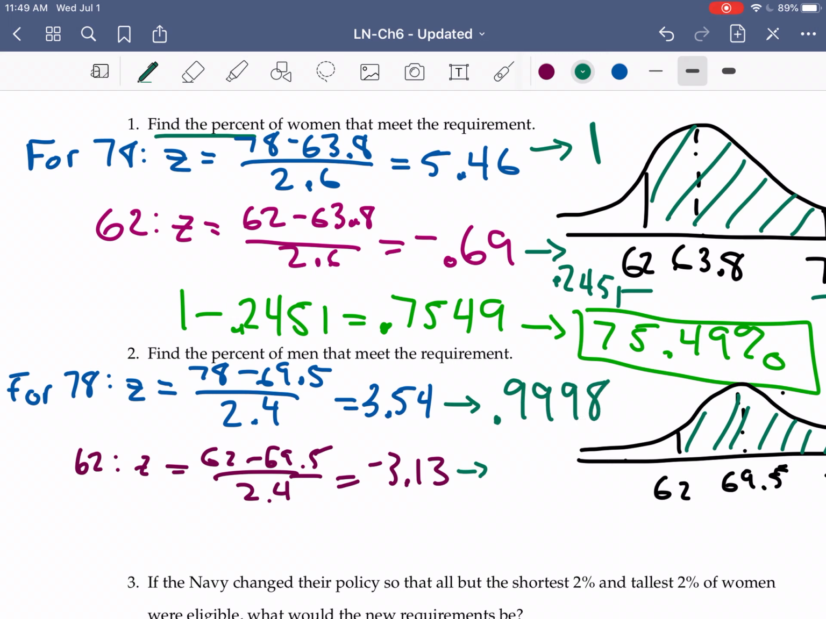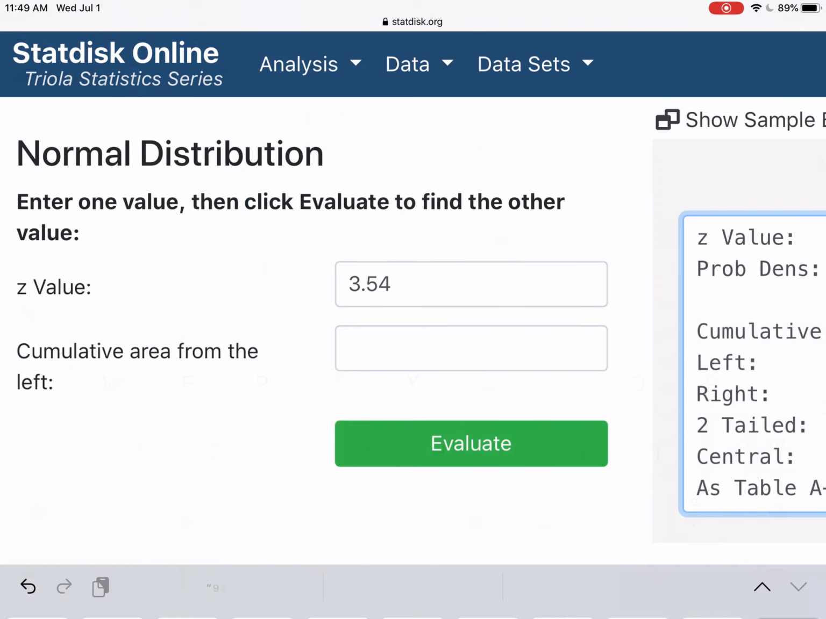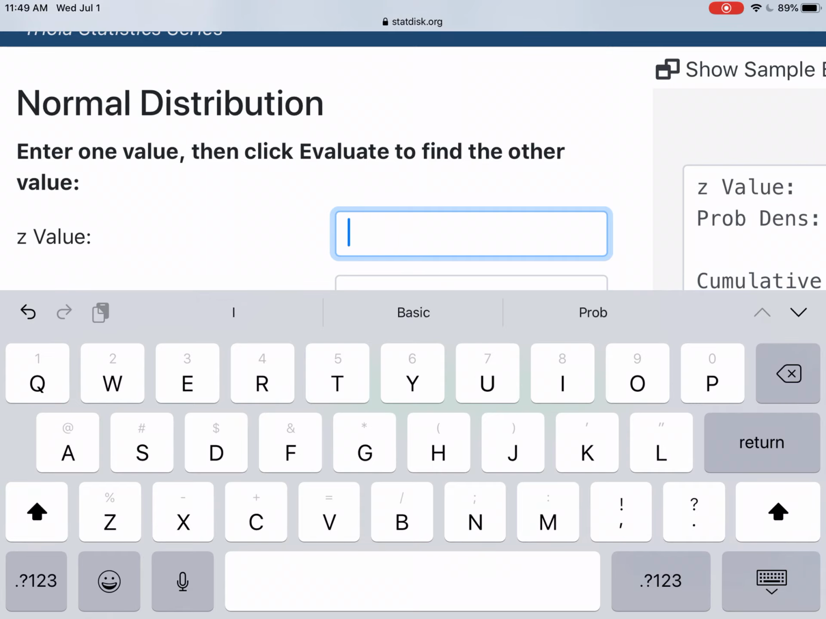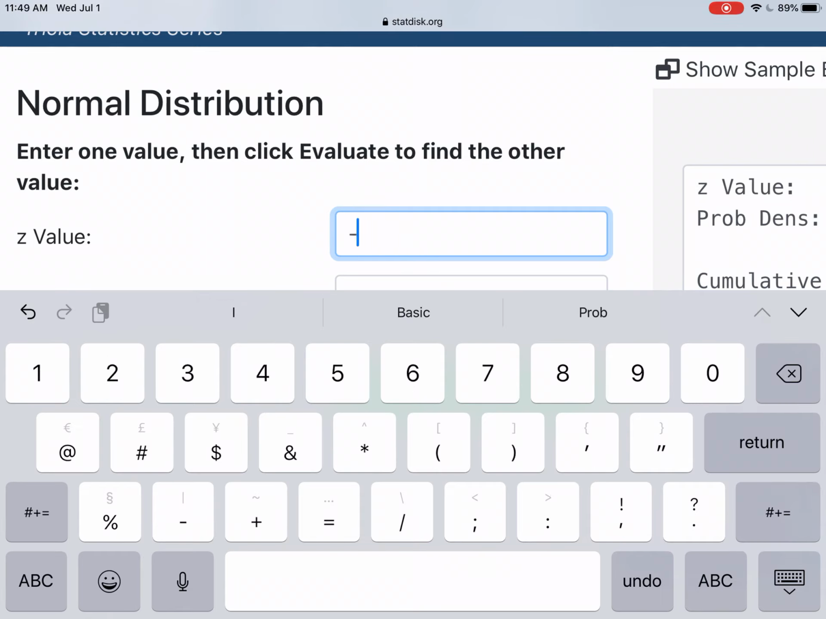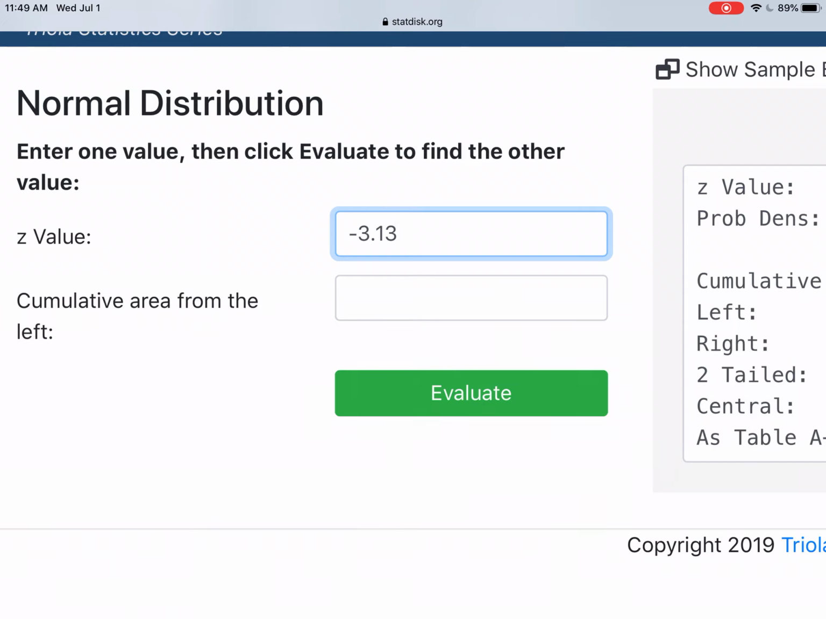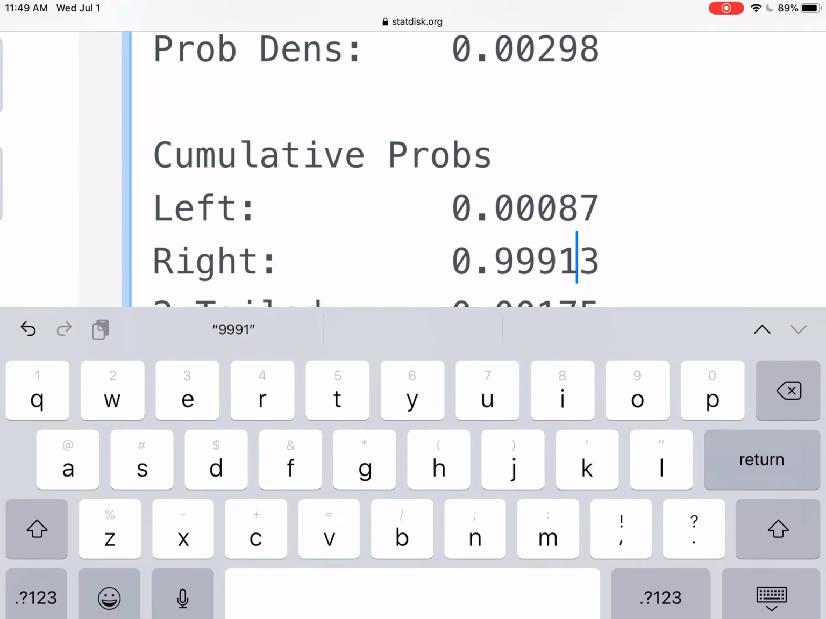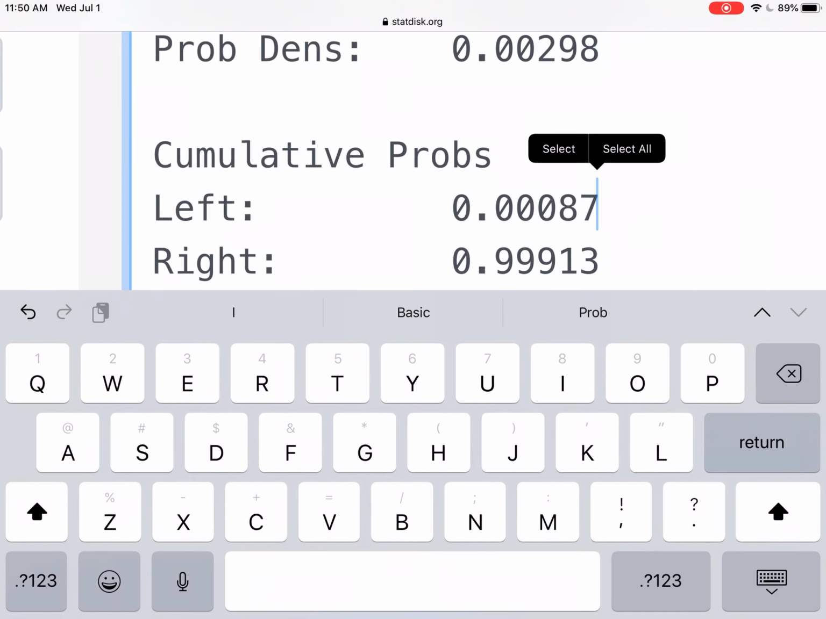And for negative 3.13, we're going to do the same thing. We're going to enter that z-value, negative 3.13. Evaluate, find the area to the left. That is, if we go to 4 decimal places, 0.0009.